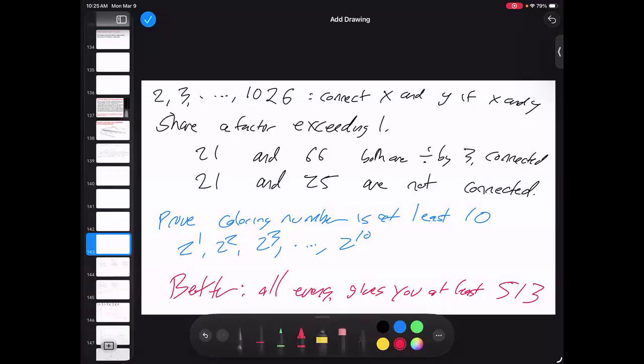And then have them see the powers of 2, and give them a lecture. If you can find a complete graph, a set of vertices that are all connected to each other, that gives you a lower bound for the coloring number. Can you find at least 10? And so I'm trying to get them to look at the powers of 2, but much better to say, just look at the evens. So this is a great example of how we can adjust what people are looking at.